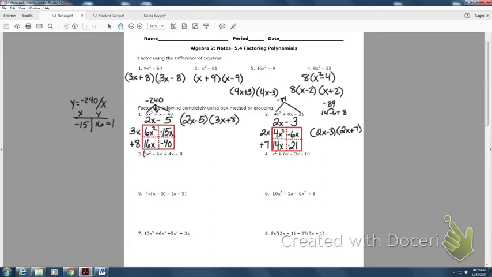Okay, so the first thing I'm going to do is take the first 2 terms and group them together, and then take the last 2 terms and group them together. Then within each group, I'm going to find the greatest common factor. So looking at the first parentheses, what is the greatest common factor between 3 and 6? Between x squared and x? Okay, so that's going to leave me with x minus 2 inside the parentheses.